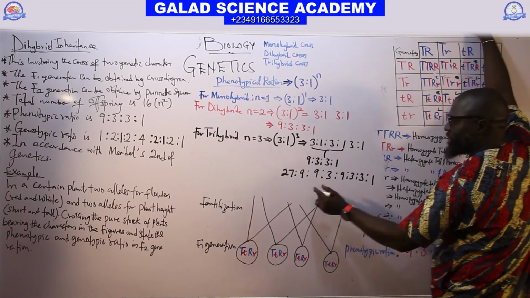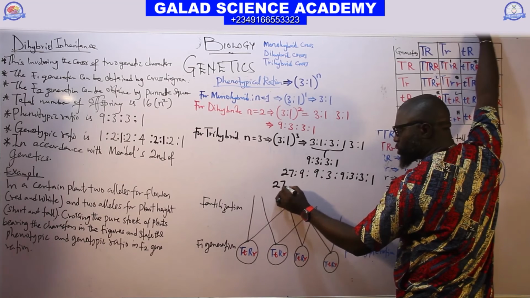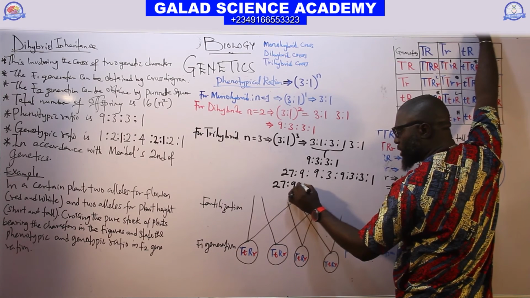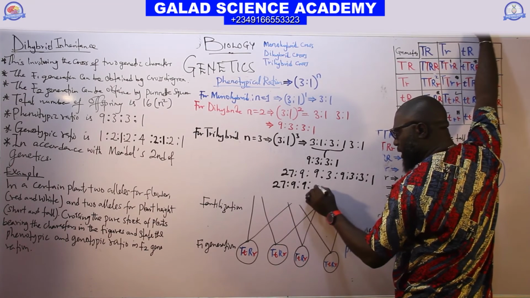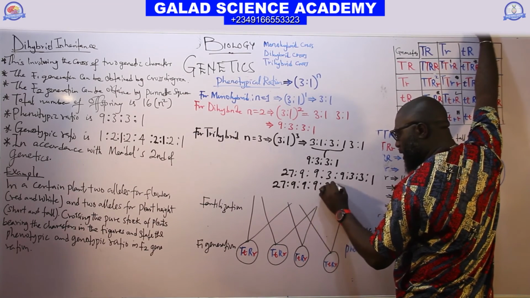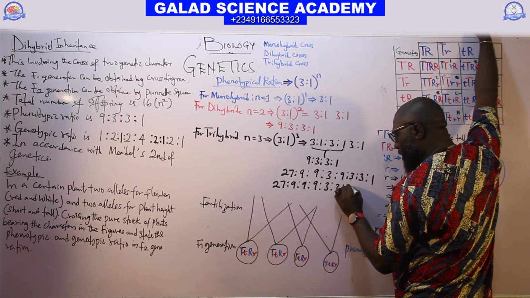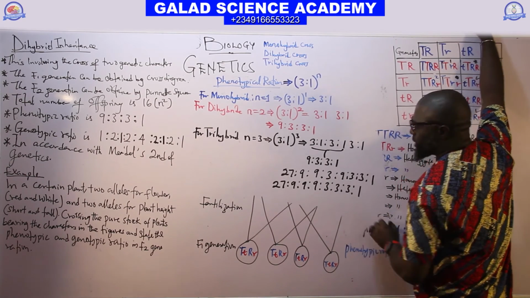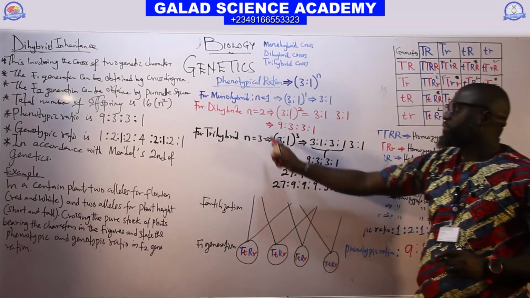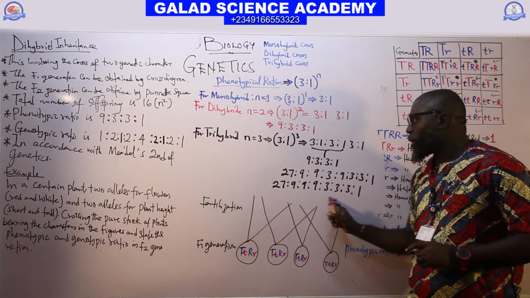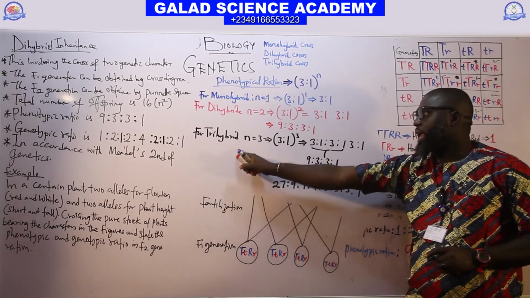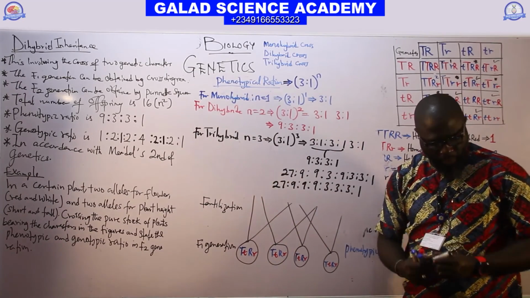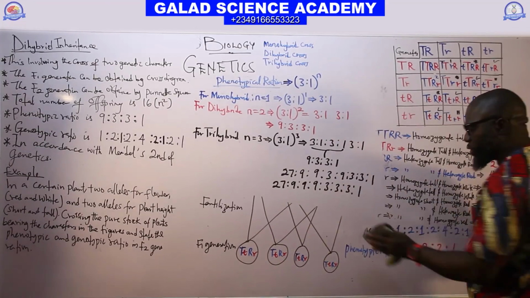So we can now rearrange it to have it in this form: 27, ratio 9, ratio 9, ratio 9, ratio 3, ratio 3, ratio 3, ratio 1. So this is the phenotypic ratio for trihybrid. So that is the short formula.